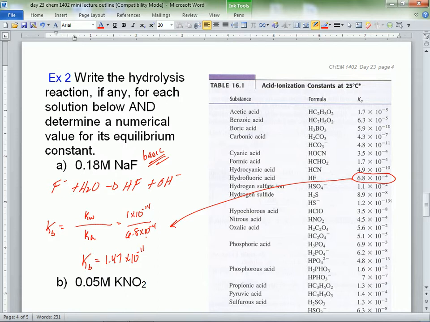Now you have 0.05 molar potassium nitrite. Acidic, basic, or neutral? If you're not sure whether HNO2 is a strong acid or not, just look in the table, because the table only lists weak acids. So if you see HNO2 in there, you do. So that means KNO2 solution must be acidic, basic, or neutral. Has to be basic. So that means you have to write a what reaction? A Kb reaction. Good.